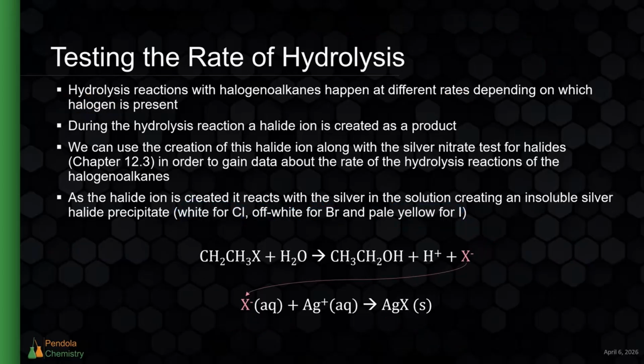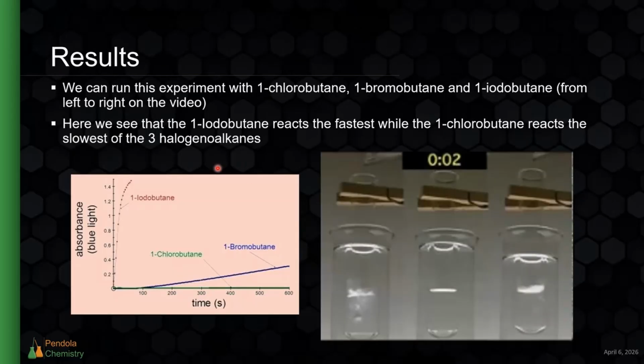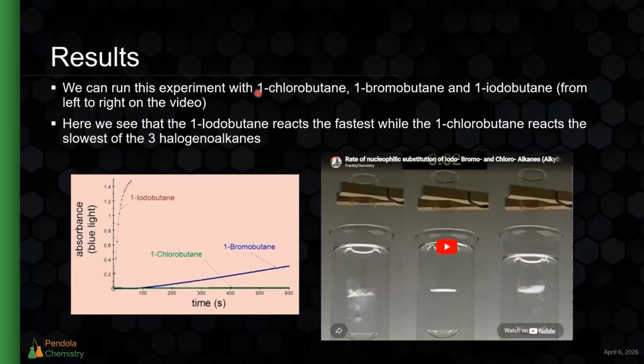So let's look at the result of doing that. When we run this test with 1-chlorobutane, which is butane, remember, is 4 carbons, so 1, 2, 3, 4. And this is 1-chloro, so on carbon 1 there's a chlorine. So that's 1-chlorobutane.